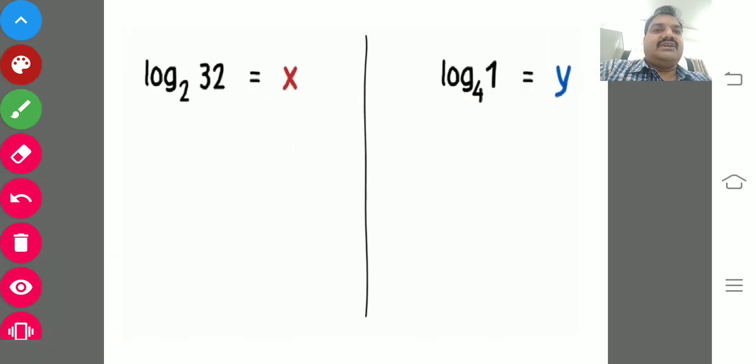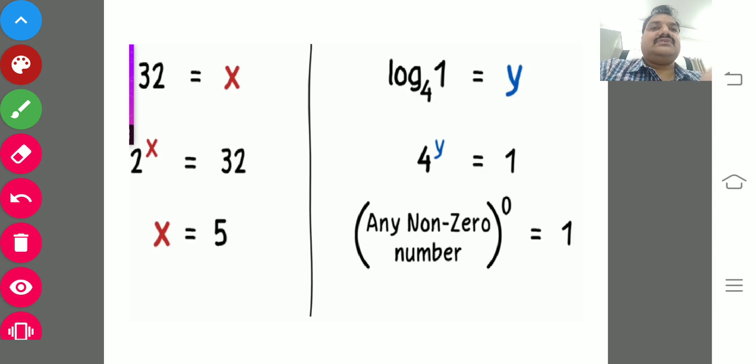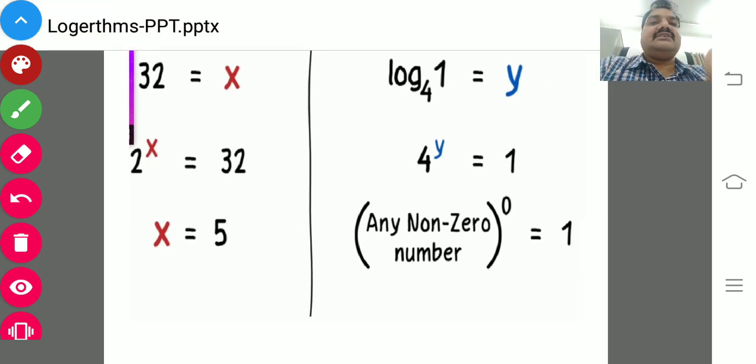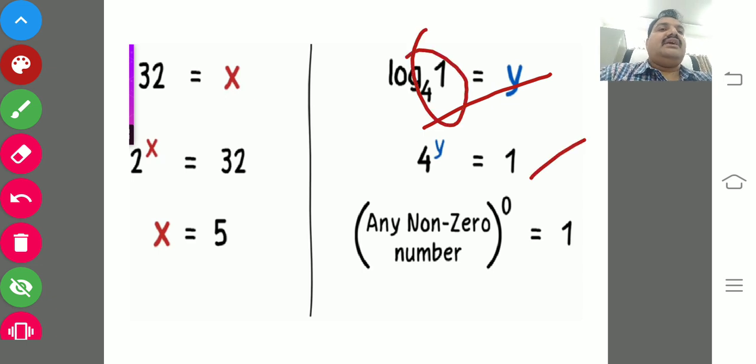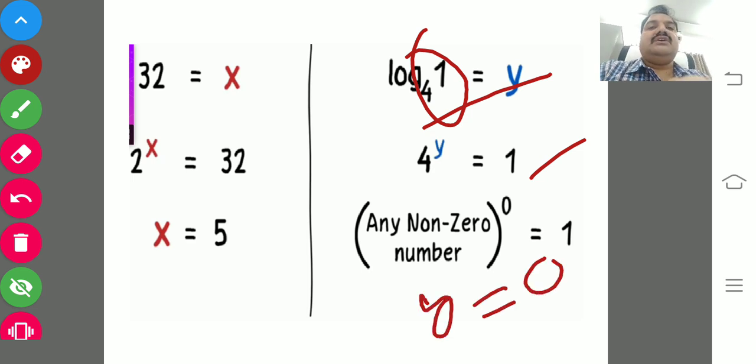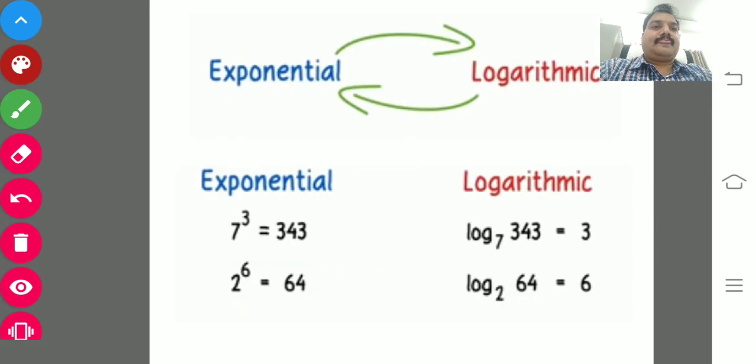What I have done here is, the answer is there. So log 32 base 2 equals x, 2 power x equals 32 and x equals 5. And now log 1 base 4 equals y, 4 power y equals 1 here, and 1 is nothing but 4 power 0, so y equals 0. I hope you could understand.